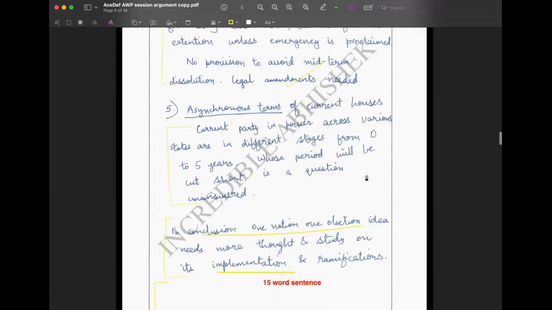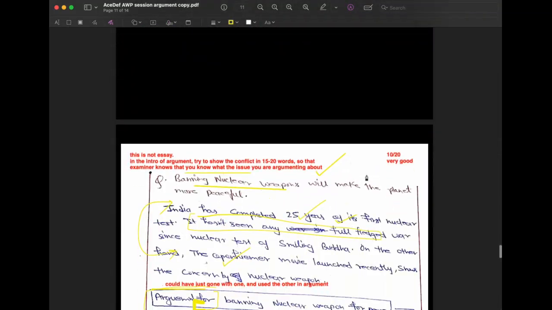Now, for my Hindi candidates, I'll just wrap this up with a brief Hindi summary.